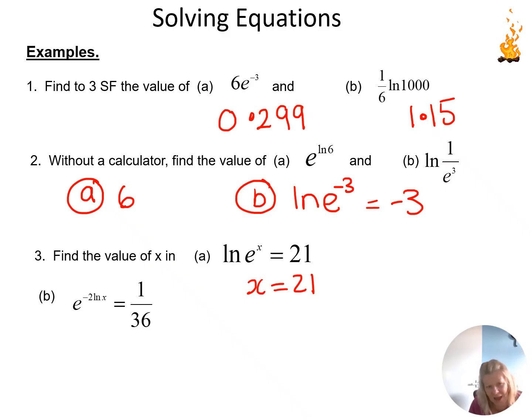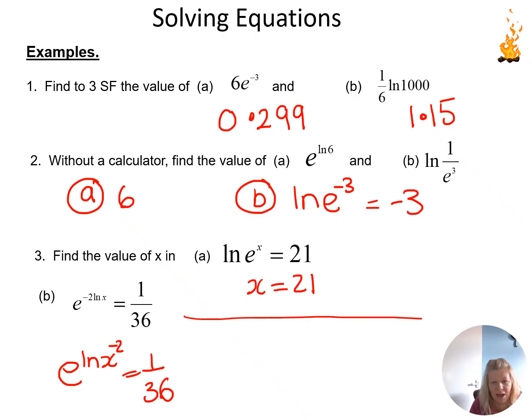The e and the ln can't cancel out because there's a -2 in the way. What you learnt from your homework is that if you've got a number before a log, you can put it up as a power. Now the e and the ln cancel each other out. So we're left with x to the -2 equals 1 over 36.